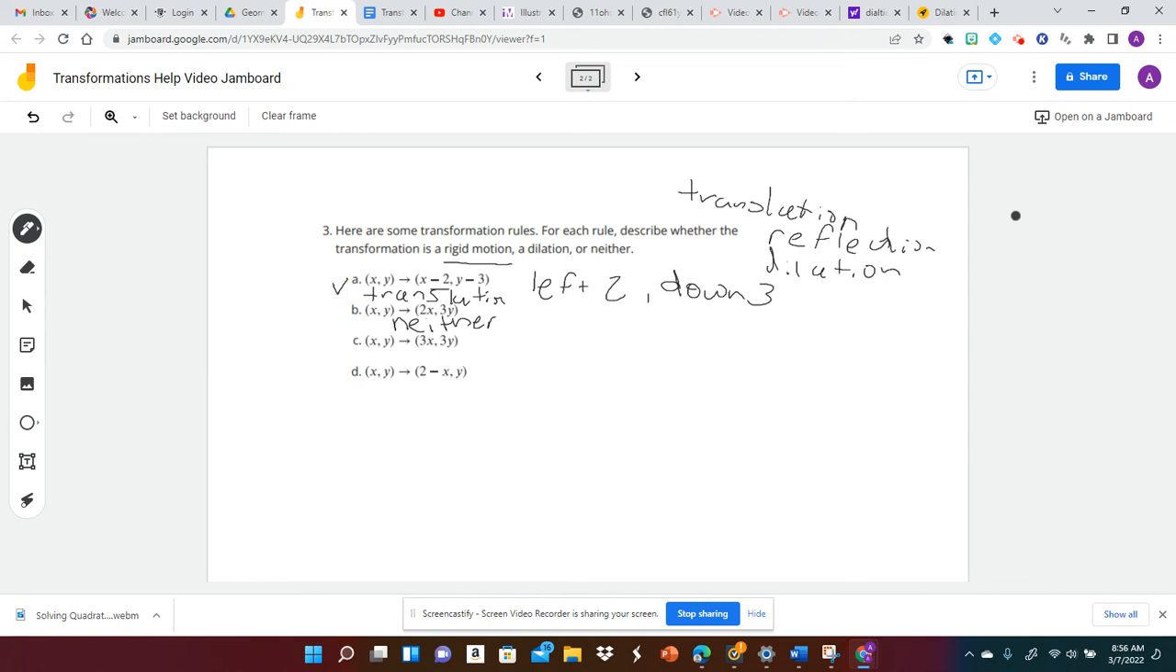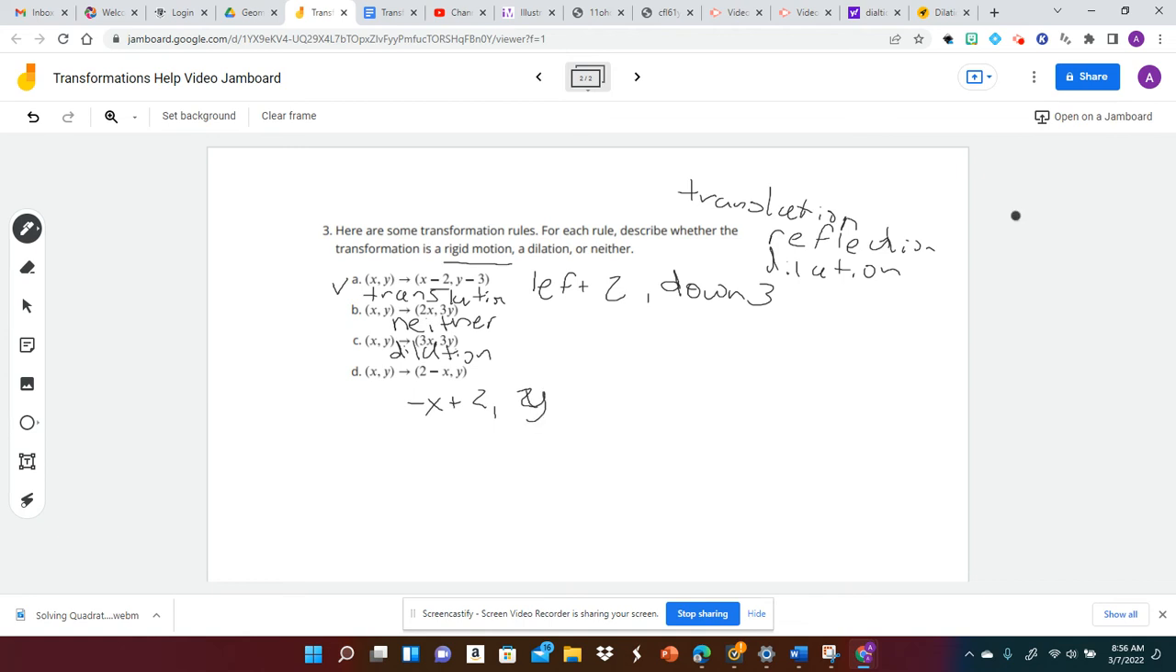Now here, if I multiply the x by 3 and I multiply the y by 3, that is going to be a dilation because we scale both x and y by the same thing. Now this one is a little bit more challenging. I can write this as negative x plus 2, but let's keep the y value.